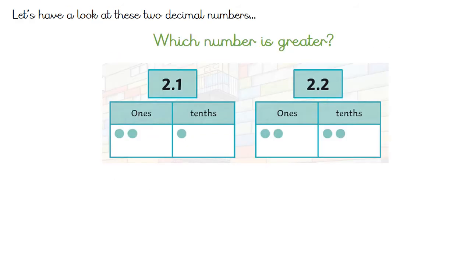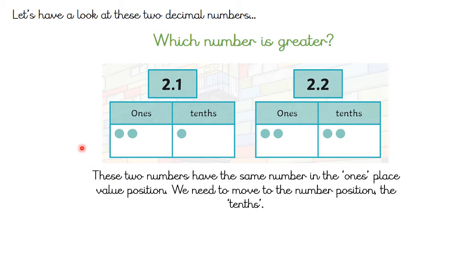Okay, so let's think about comparing two decimal numbers. The question is, which number is greater? Which number is bigger? 2.1 or 2.2? Now we know when we're comparing numbers, we need to look at their place value and see which has the greatest, and we need to start on the left. So we need to be looking in our ones. You can see these two numbers have the same number in the ones place value position. They both have 2 ones. So we therefore need to move to the next position, the tenths.